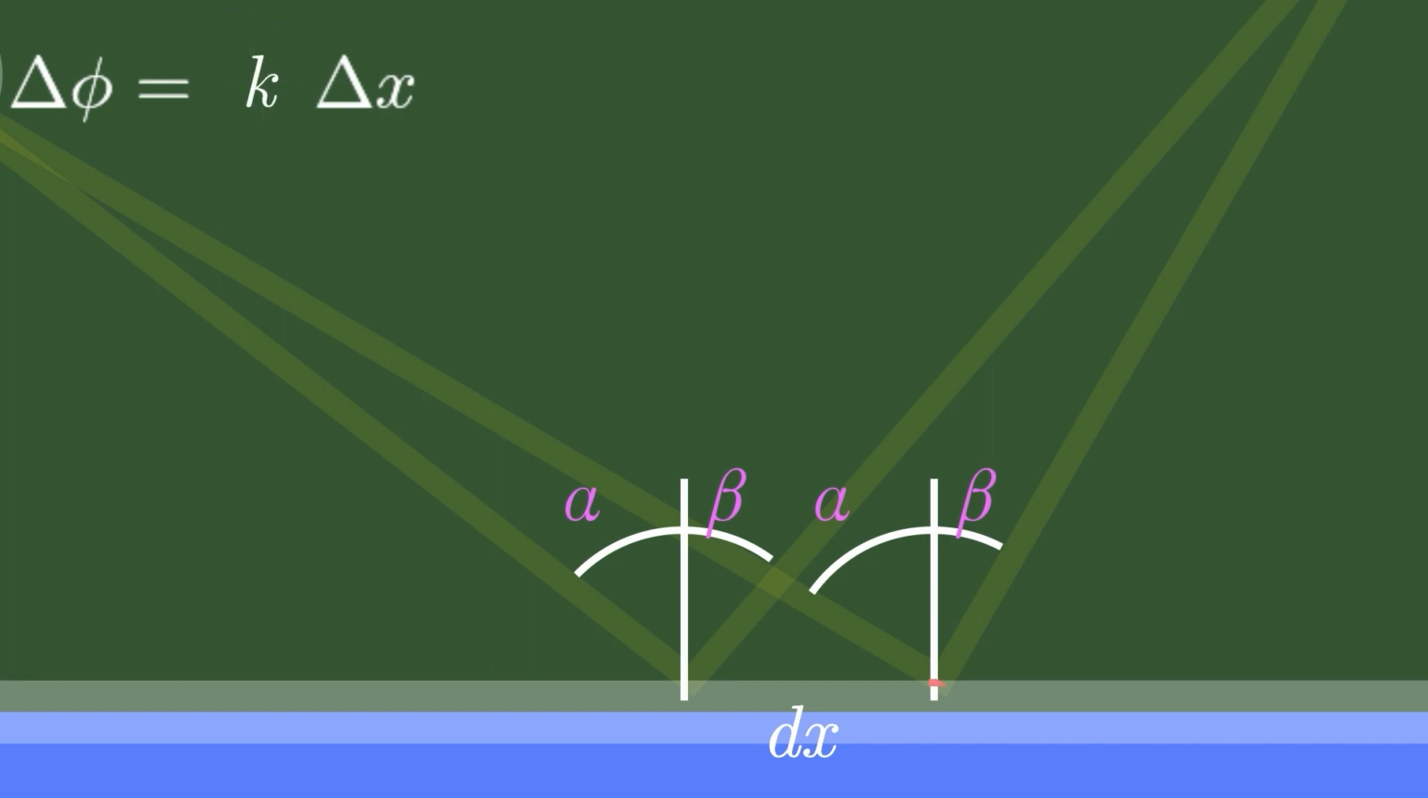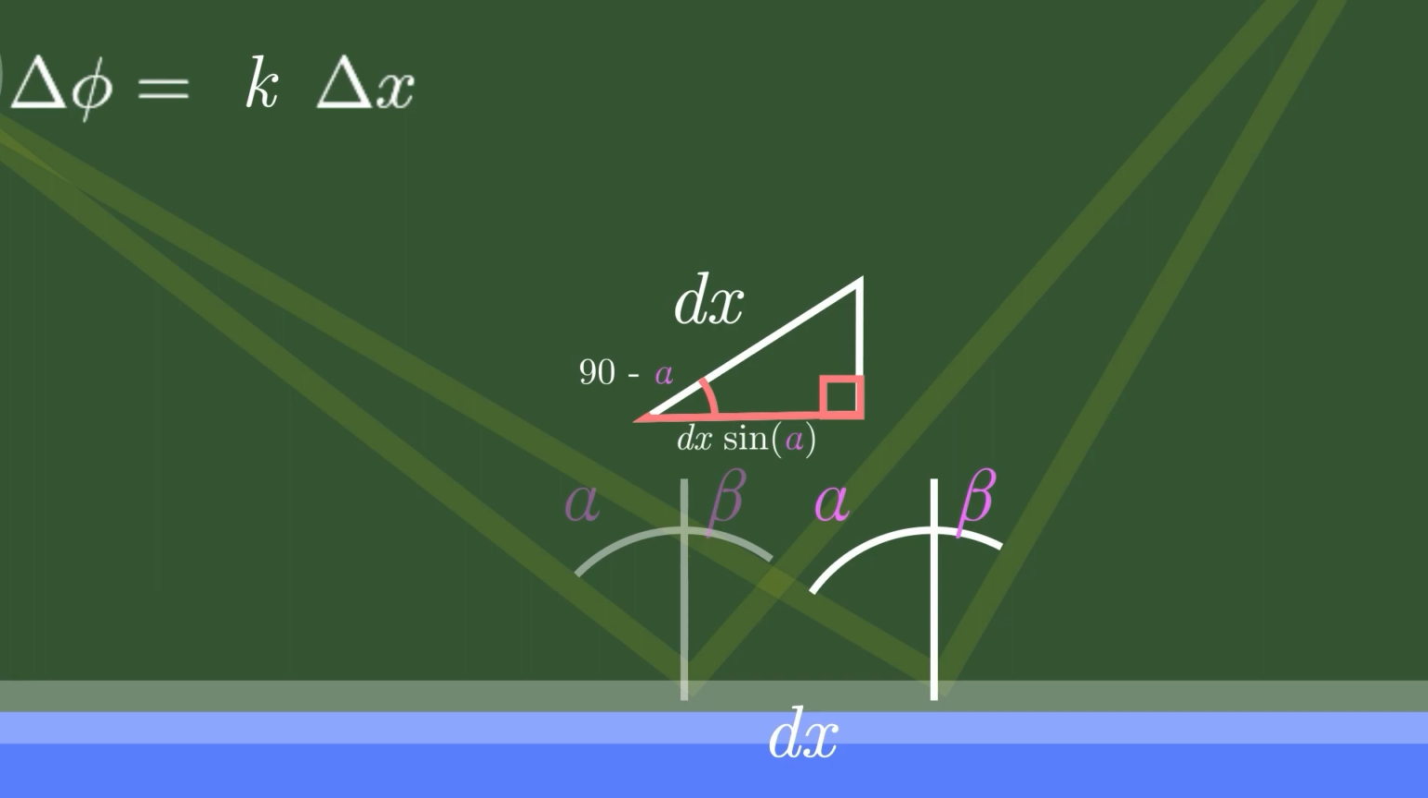First, let's observe that the second path travels a bit of extra distance compared to the first one. So how do we find this? Well, we can approximate this extra distance as the edge of a right triangle. This is because as dx approaches 0, the two paths approach each other, which makes the legs of the right triangle approach the distance lost. Using trigonometry, we can see that this extra distance covered is just equal to dx times sine of alpha.